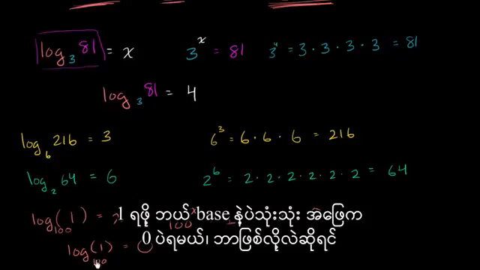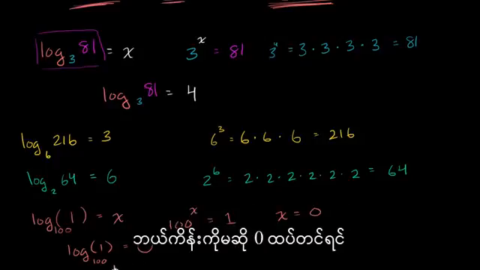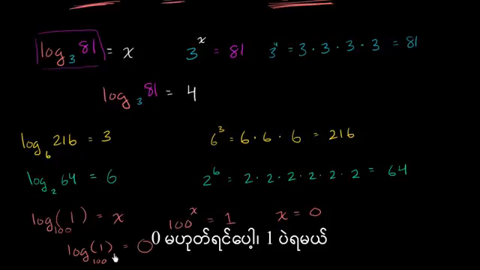Log base anything of 1 is going to be equal to 0, because anything to the 0th power, and we're not talking about 0 here, anything that's not 0 to the 0th power is going to be equal to 1.